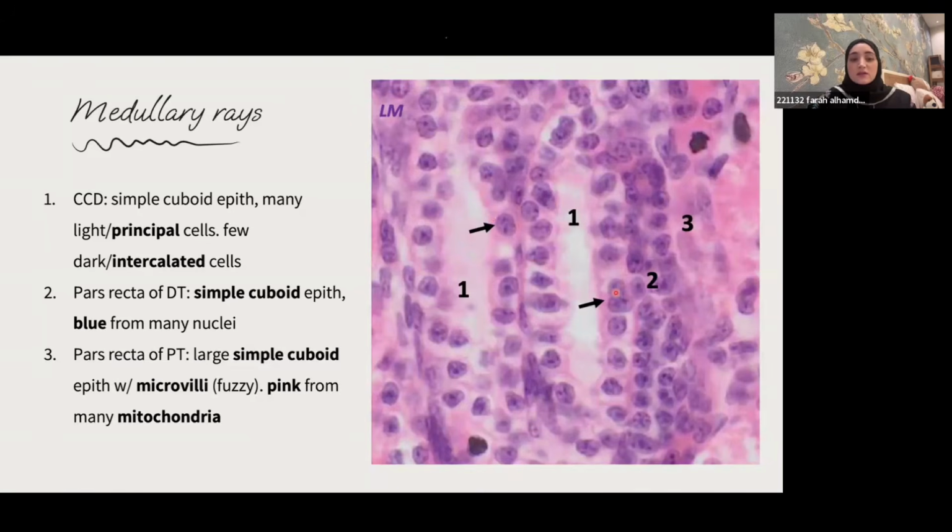The pars recta of the distal tubule here, the distal tubule, has more nuclei, less pink and fuzzy. And the pars recta of the proximal tubule is large, simple cuboidal with microvilli, which give them this fuzziness, and they're pink from many mitochondria.